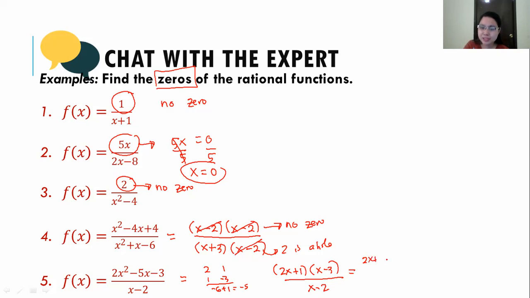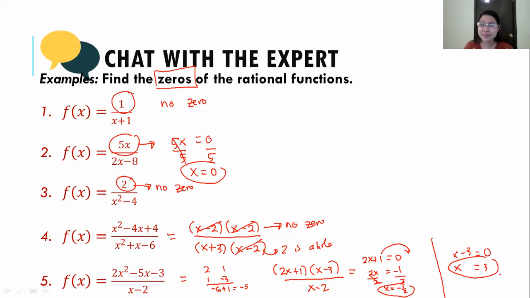2x plus 1 equals 0. Transpose. 2x equals negative 1. Divide both by 2. So our first 0 is negative 1/2. How about the second one? x minus 3 is equal to 0. So x equals 3. So our zeros are negative 1/2 and 3.